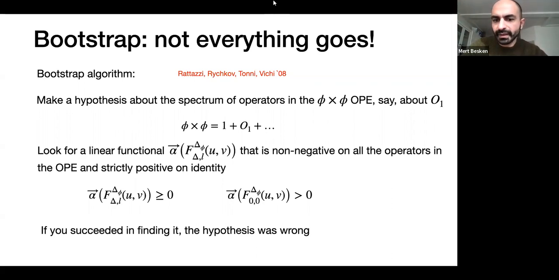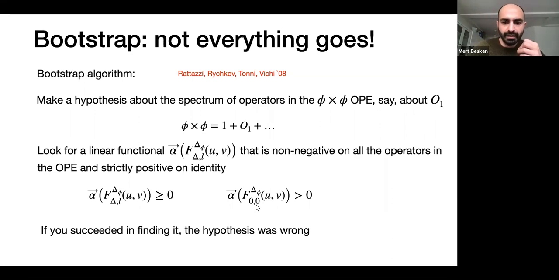And there will be other operators, right? So let's say we want to make an assumption about the first excited states. By that I mean the lowest dimension operator above the vacuum, which is the identity. And let's say we make an assumption about it, and then we're going to look for a linear functional alpha that is non-negative on all the operators in the OPE and strictly positive on the identity. So we're going to try to cook up this linear functional alpha such that on all the operators that can possibly appear in the OPE it's non-negative, but on the identity it's strictly positive.